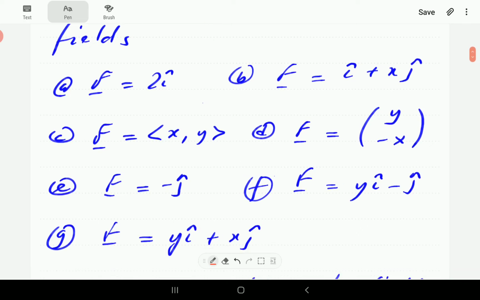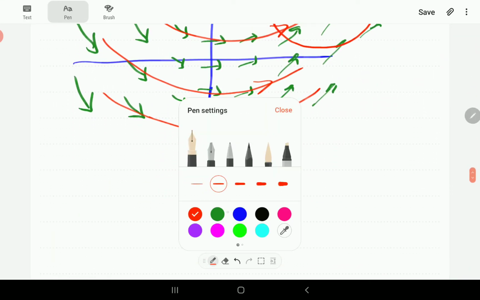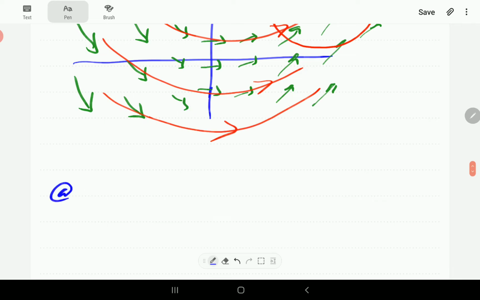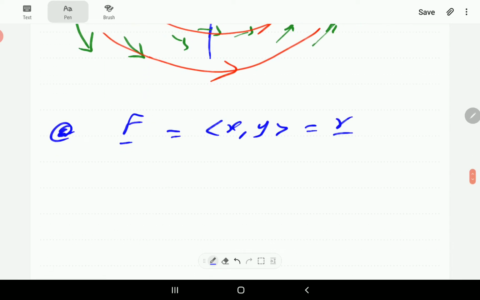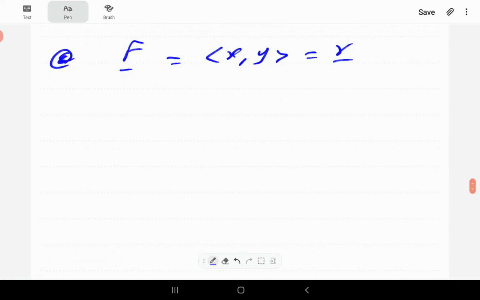Okay, for part C, we've got F is equal to (x, y). So this is part C. F is equal to (x, y). This is just the position vector r, this one. So it means wherever we are, the vector is just going to be given by the components of the (x, y) coordinate for that point. So again, this involves x and y.